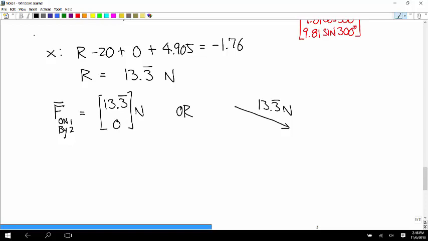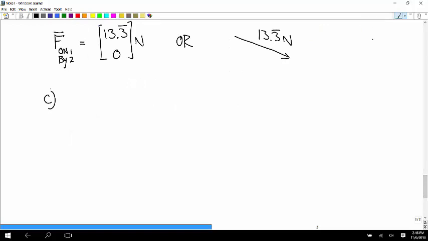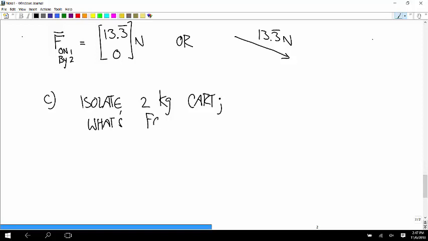Okay, so now let's do a part C. And I want you to isolate the 2 kilogram part and calculate what's the force vector on the 2 by the 1. Anybody know what the answer is going to be? Yeah, it's going to be the same magnitude as this force in the opposite direction.